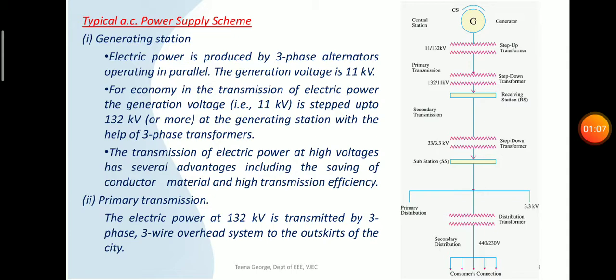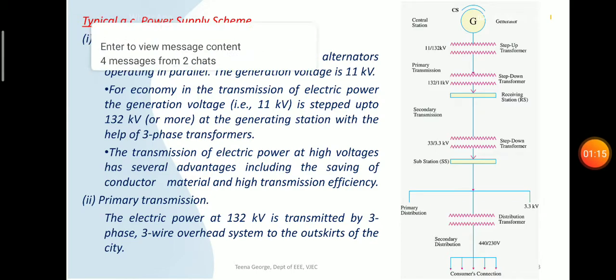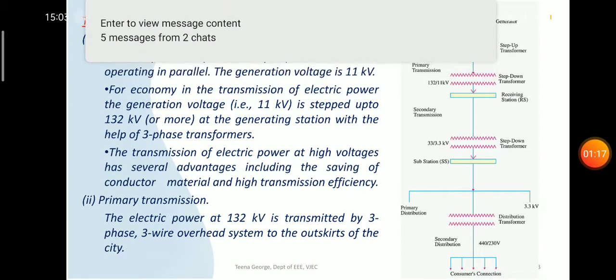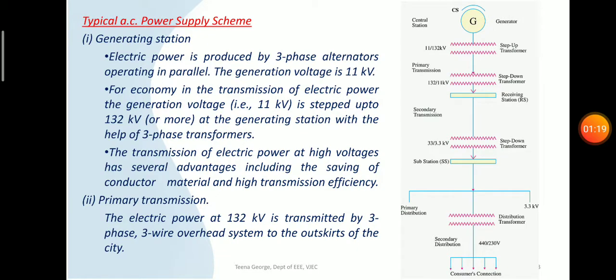In the generating station itself, there will be a step-up transformer which will increase the voltage level from 11 kV to 132 kV or more. The generator used is a synchronous generator or alternator so that it produces a constant frequency voltage.